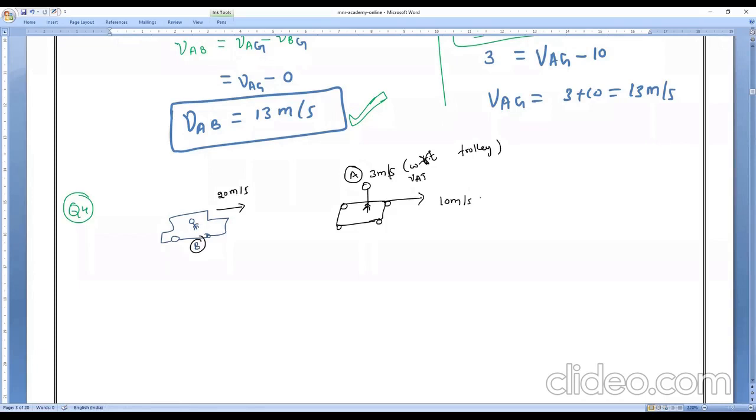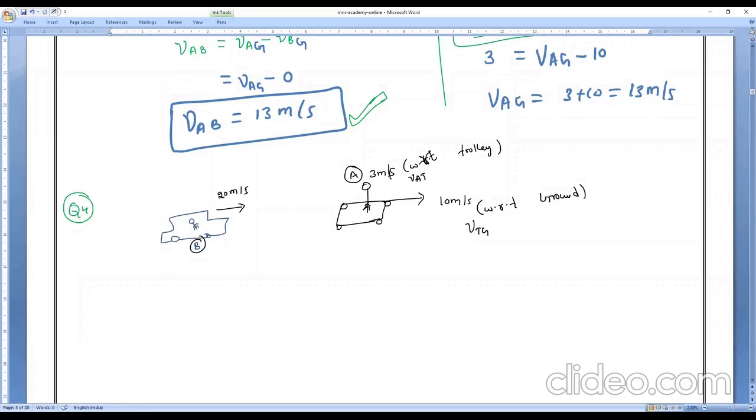And the trolley velocity is 10 meters per second. Can you tell me with respect to whom? Ground. So I will say the velocity of the trolley with respect to ground is 10 meters per second. Is it okay, guys? Will you all accept it? Please respond.